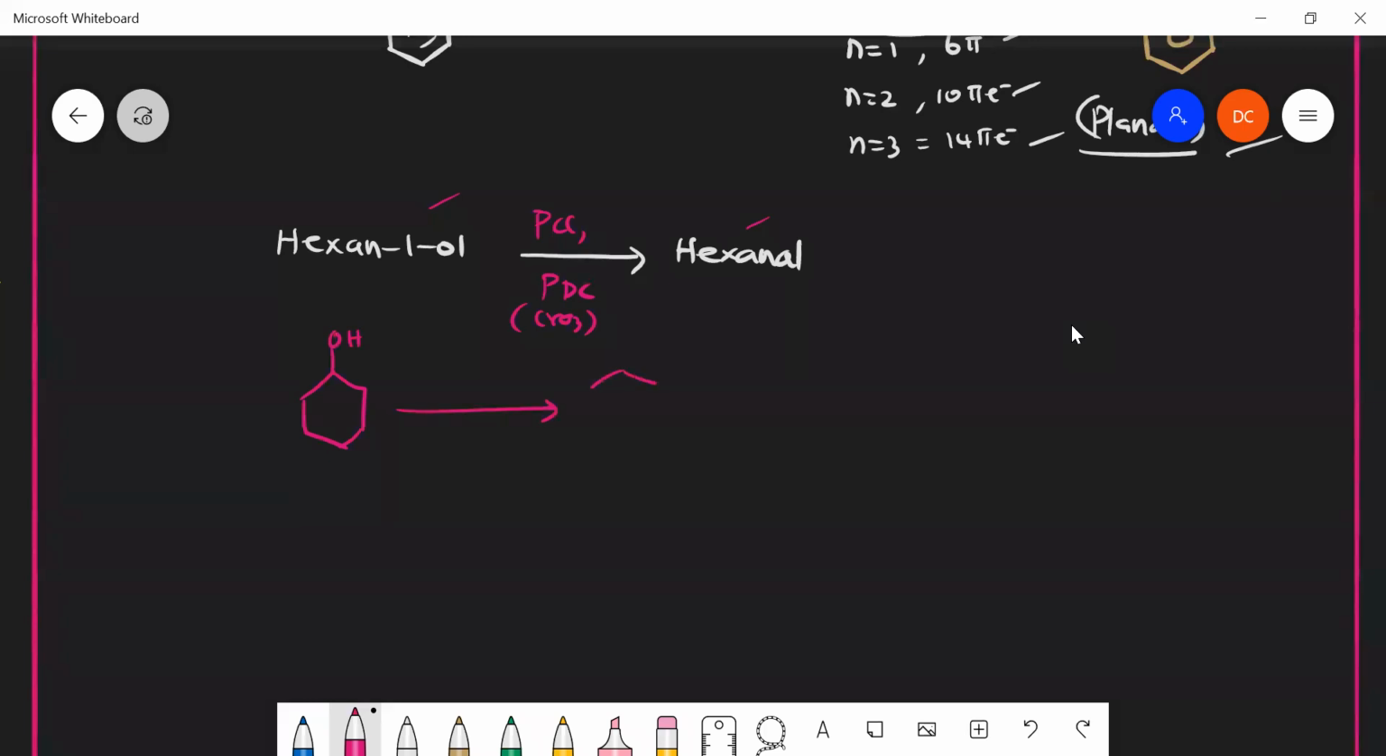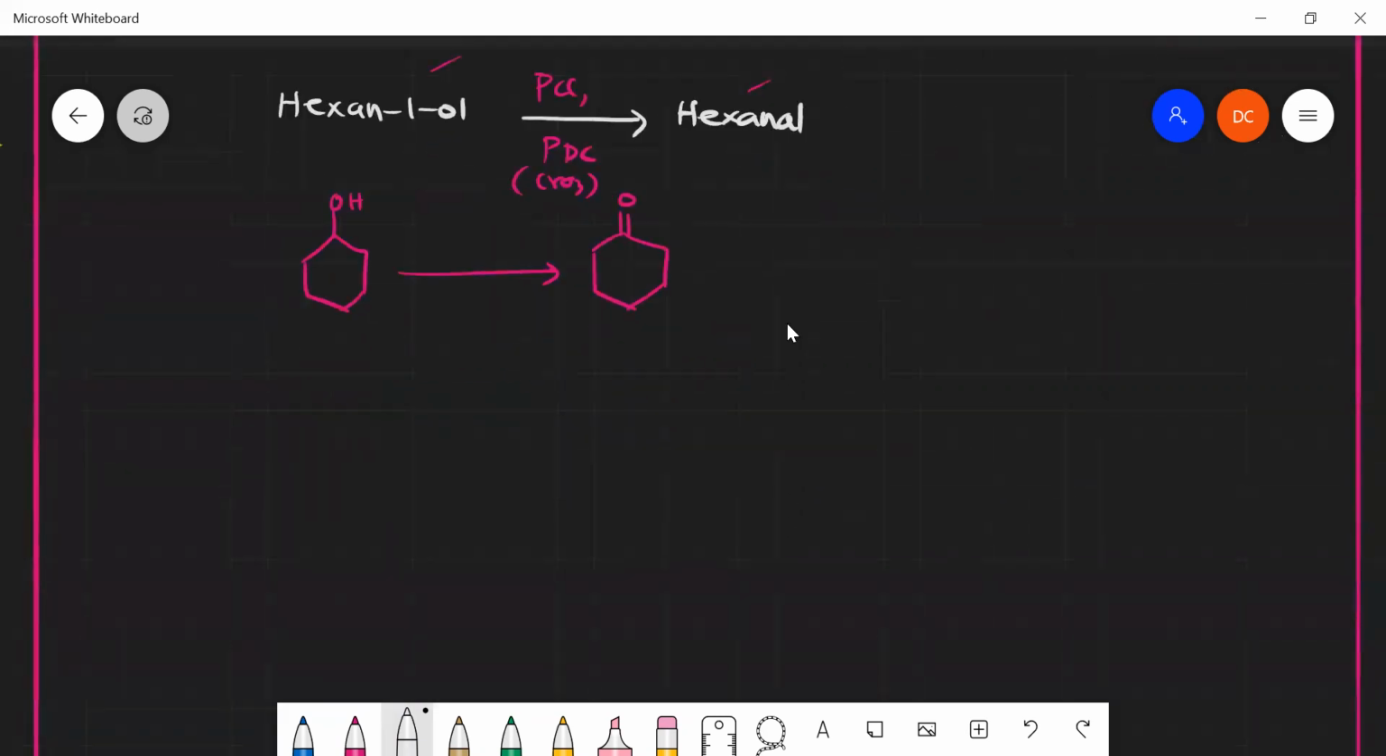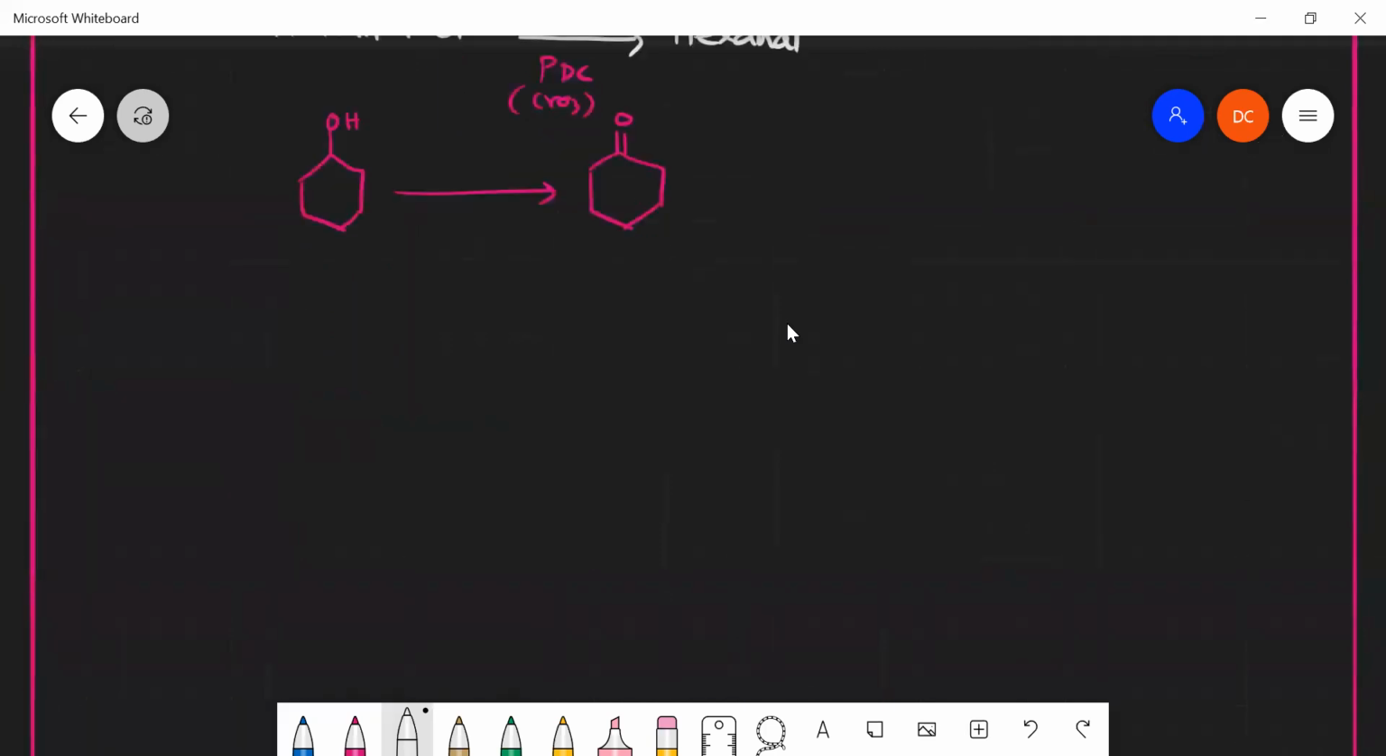What is the name of the compound? What is the name of this compound? Anybody? It is a simple compound. You did the nomenclature of alcohols, have you forgotten? Cyclohexanol. Very nice. Cyclohexanol. What about this one? Cyclohexanone.